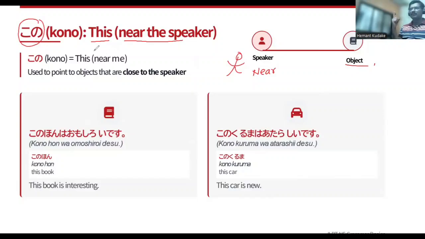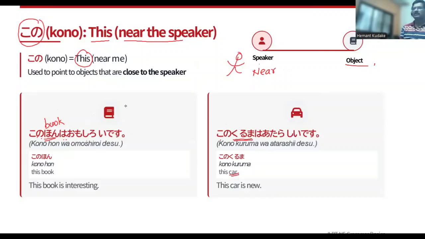And remember, kono, sono, ano always follow a noun. If you see here, it is written kono hon. Hon is book, so "this book." Kono hon wa omoshiroi desu. This book is interesting. Here kono is followed by kuruma. Kuruma is car. Kono kuruma wa atatakai desu. Kono follows a noun everywhere. Again, kono is this thing or person which is near to the speaker. So this is about kono.